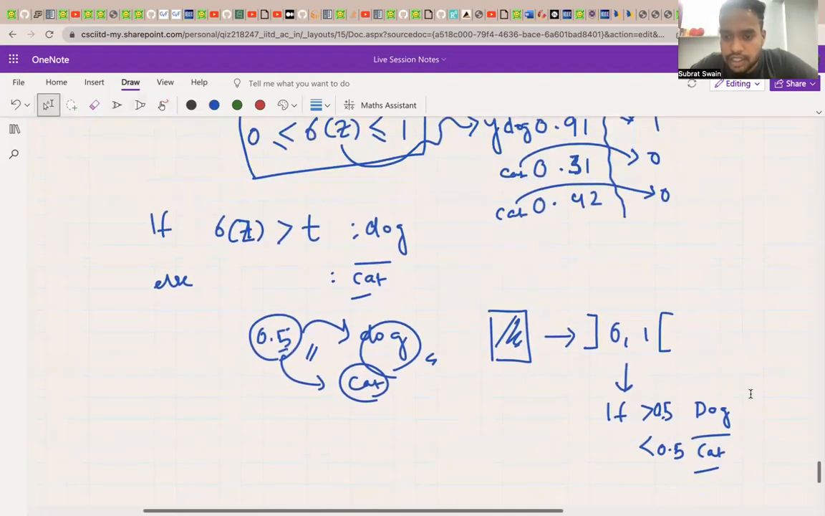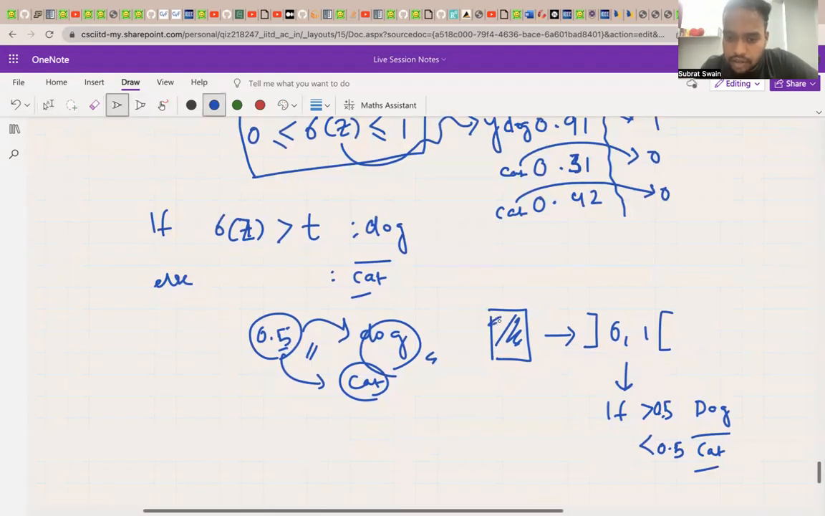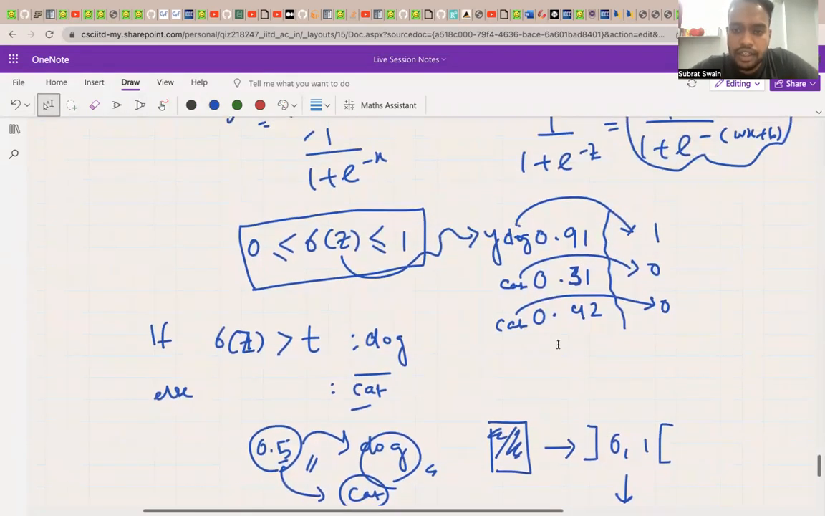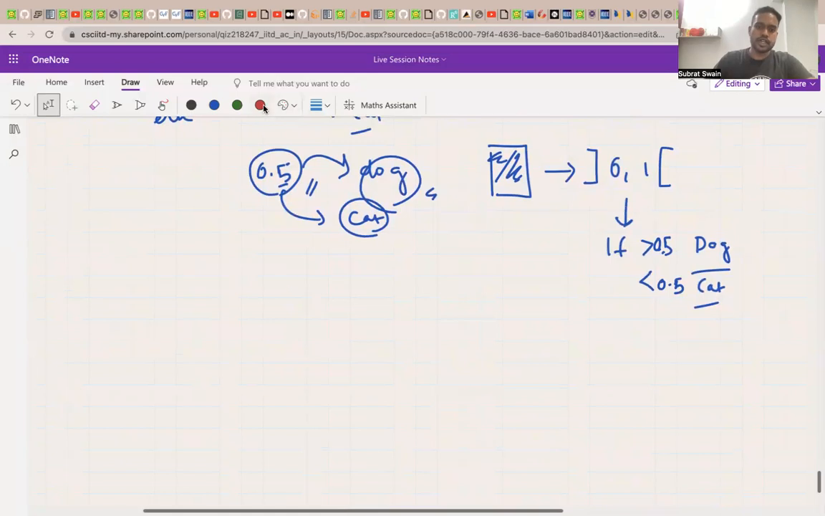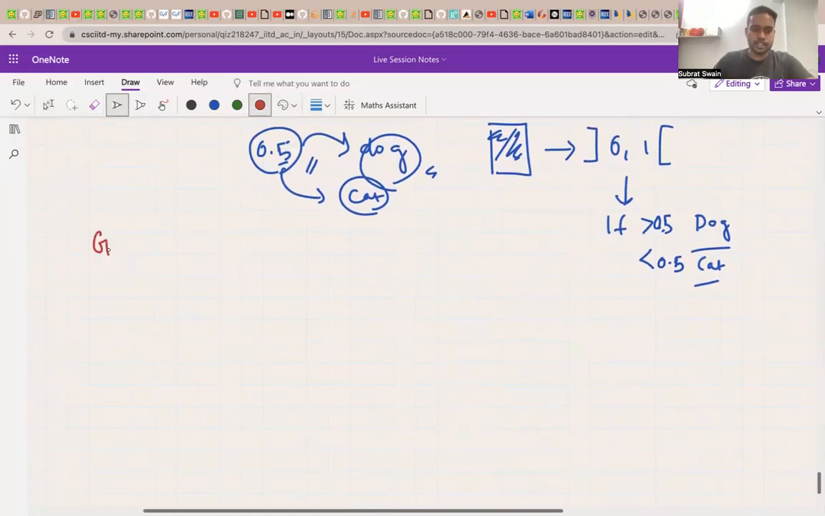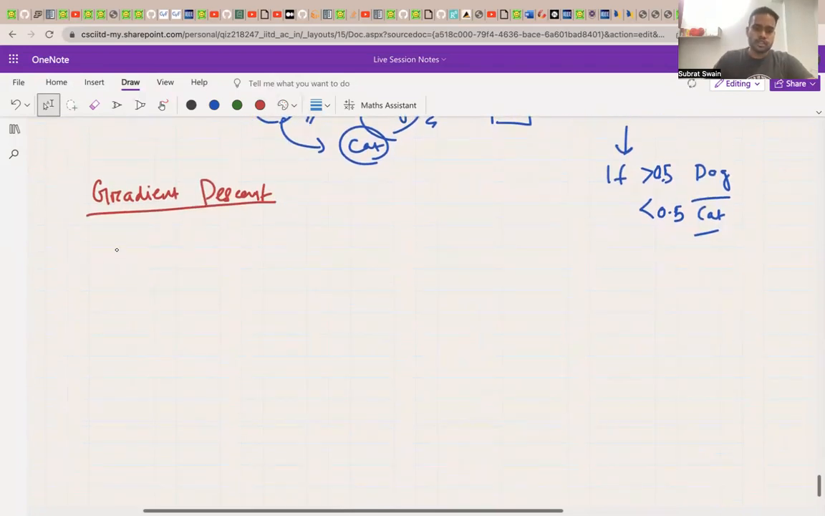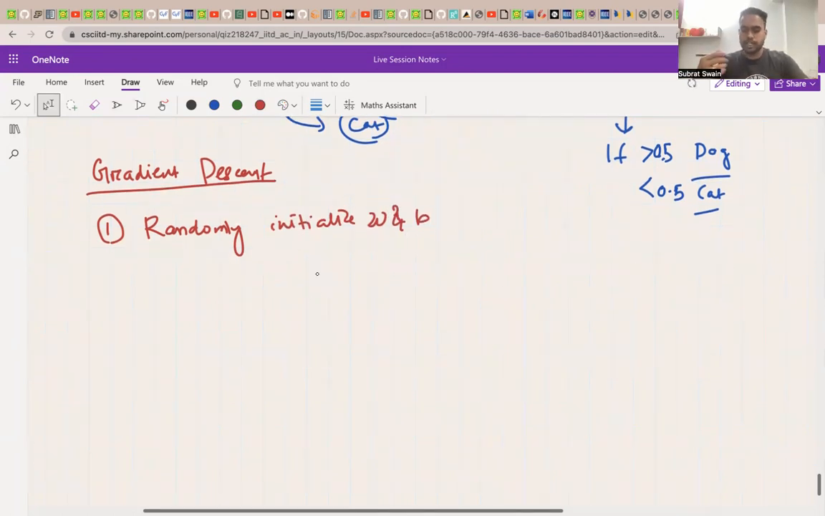But this is the entire flow of the network, right? But how do we get the W and b? So what we can do, I'll just start writing the steps of gradient descent. Step 1 is randomly initialize W and b. This is simple, we can just randomly initialize W and b.